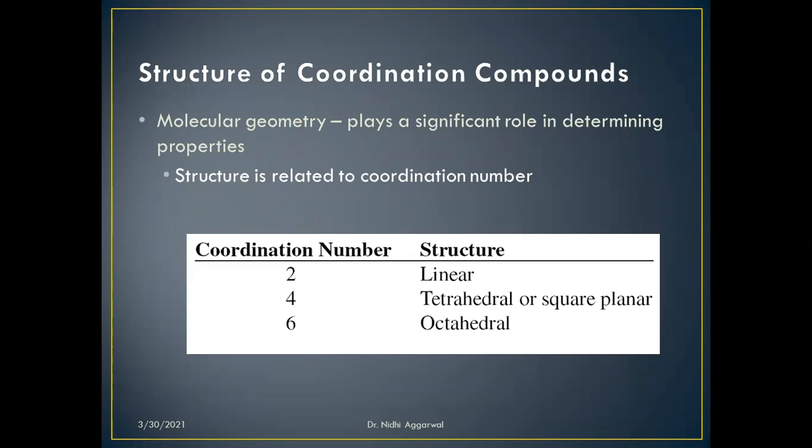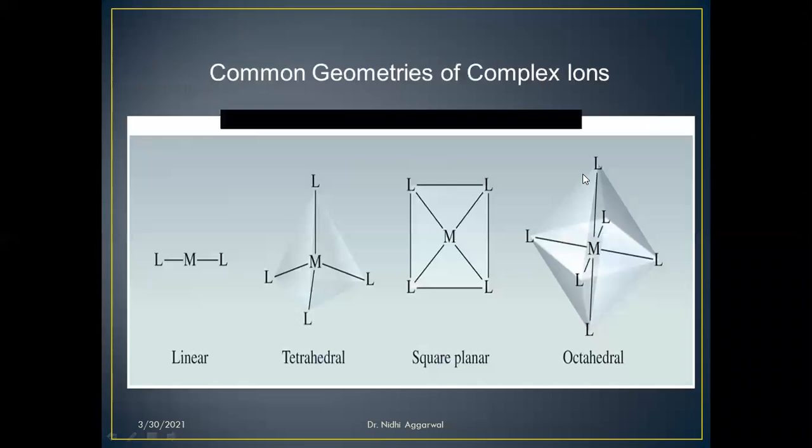Now, on the basis of that, if we have two ligands, then the structure will be linear. If the coordination number of the metal is 4, that is, 4 ligands are attached to the central metal ion, then it can have two types of geometries, either tetrahedral or square planar. And if it has coordination number 6, then the geometry can be octahedral. These are some common geometries which are shown over here.